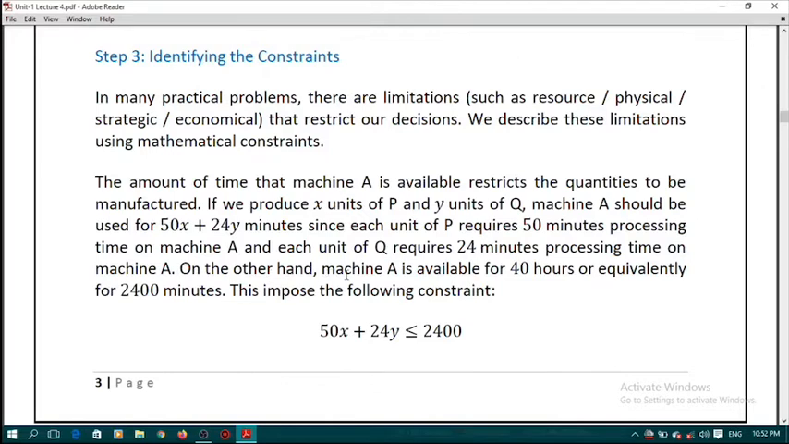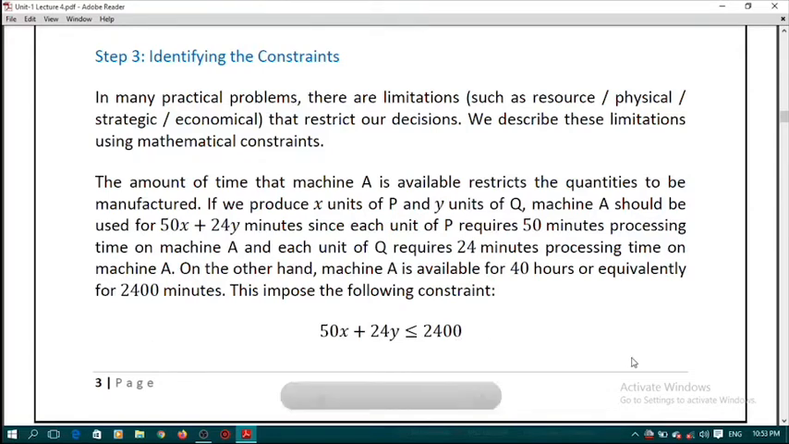On the other hand, machine A is available for 40 hours or equivalently for 2400 minutes. This imposes the following constraint. Here, this data is given in minutes and this data is given in hours. So we need to convert that. So 40 hours equals 2400 minutes. So that's why the first constraint for machine A, that is 50x plus 24y, which is less or equal to 2400.